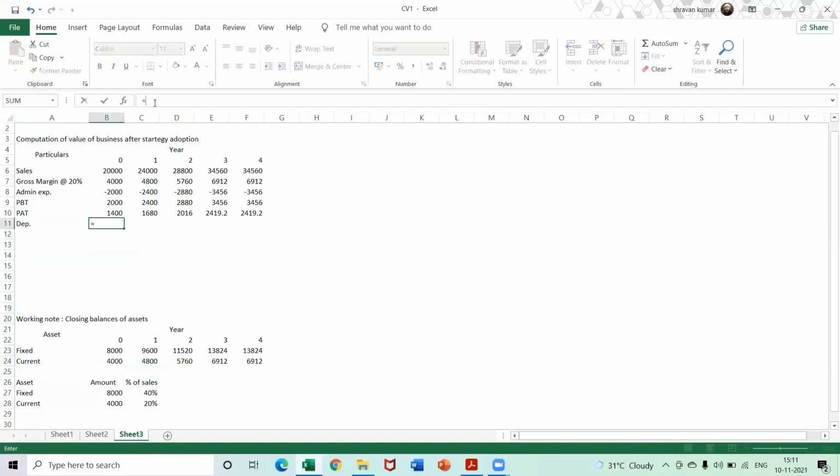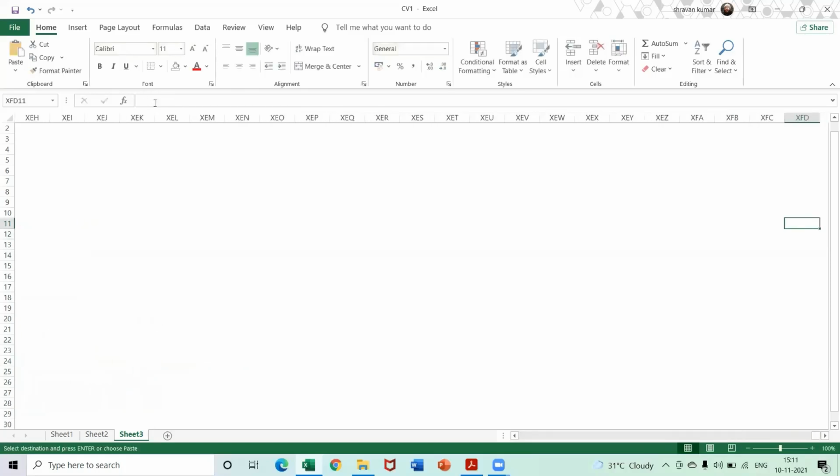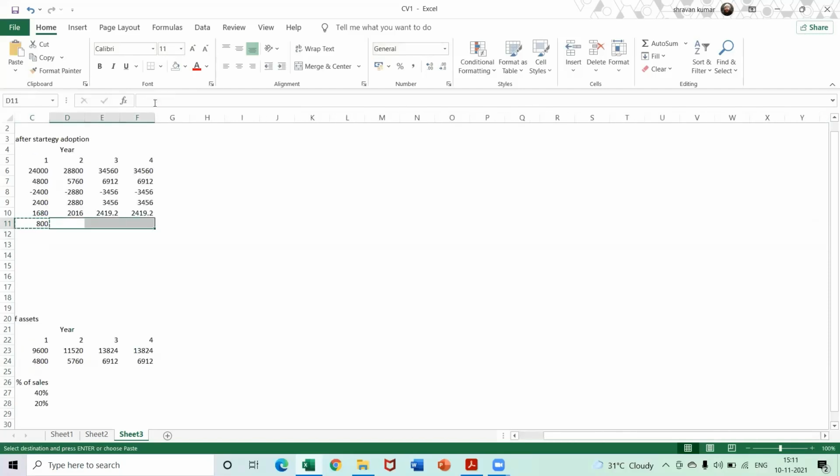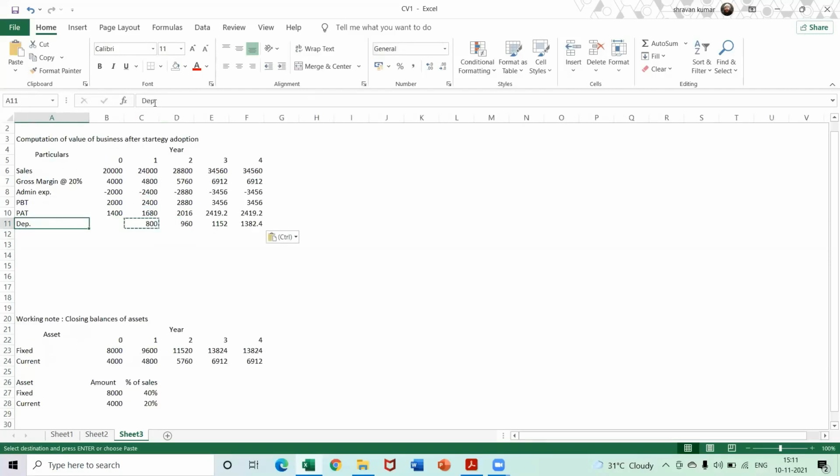So what's the depreciation? It is equal to this into 0.1, right? You got depreciation. Now capital expenditure.